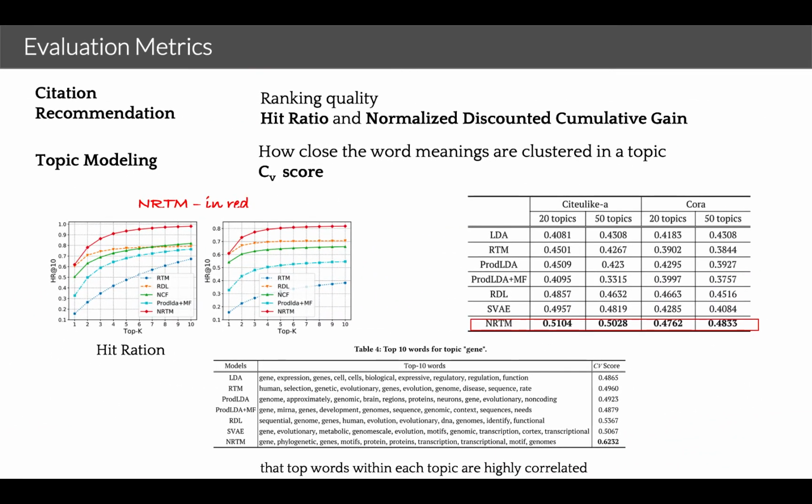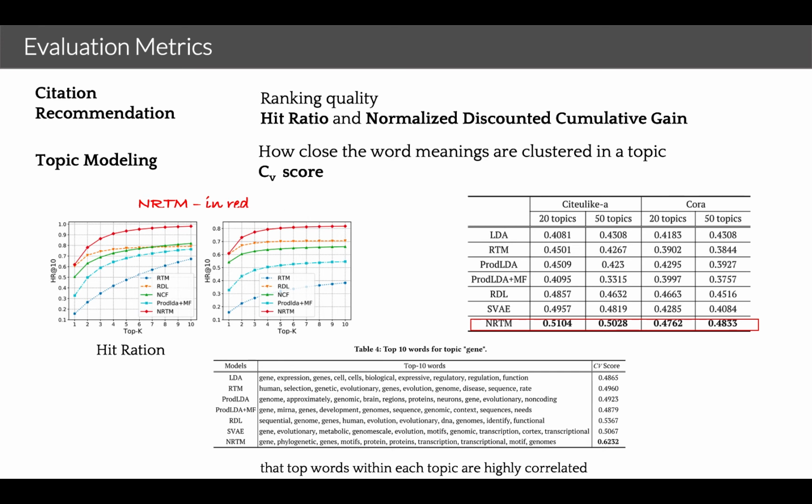For citation recommendation evaluation, two metrics for ranking quality are used: hit ratio and normalized discounted cumulative gain. Hit ratio indicates whether the target is in the top K of the recommendation list, and normalized discounted cumulative gain is accumulated from the top of the top K result list to the bottom. For topic modeling, the reported CV score measures how closely the meanings of words are clustered in the topic.